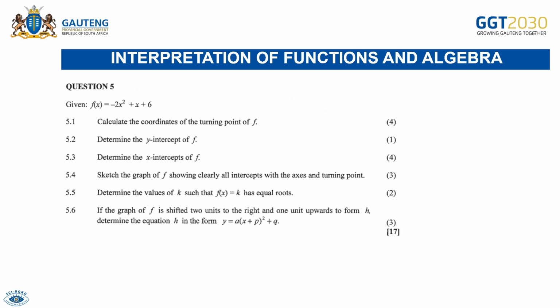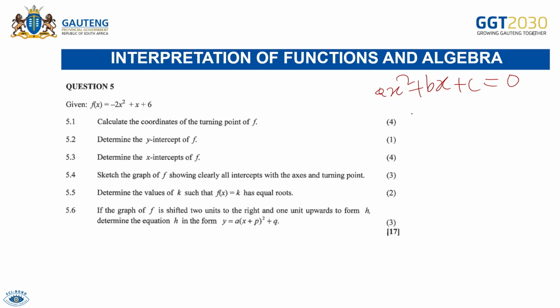Question 5, you are given that f of x equals negative 2x squared plus x plus 6. So 5.1, they say determine the coordinates of the turning point of f. So how do you find the turning point when your equation is given in terms of ax squared plus bx plus c equals 0?